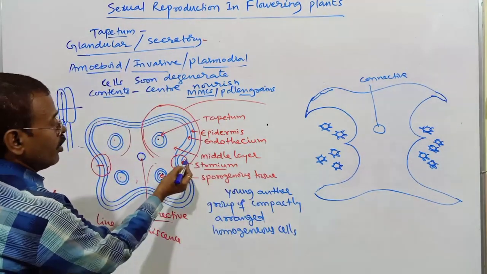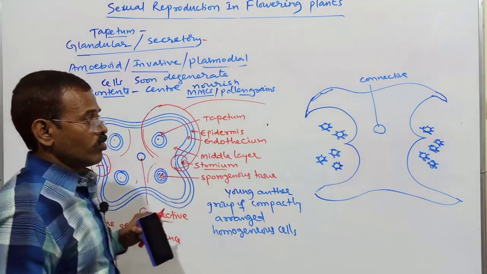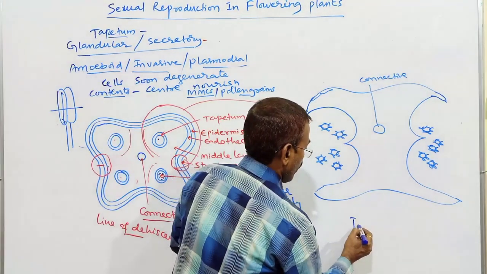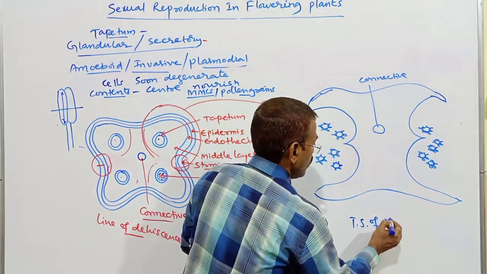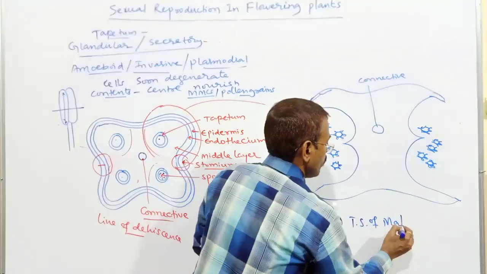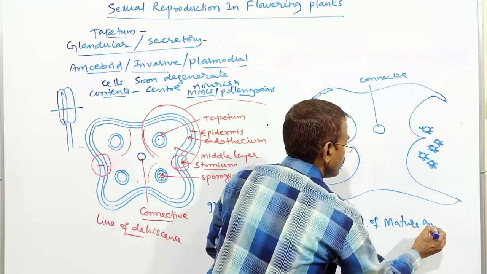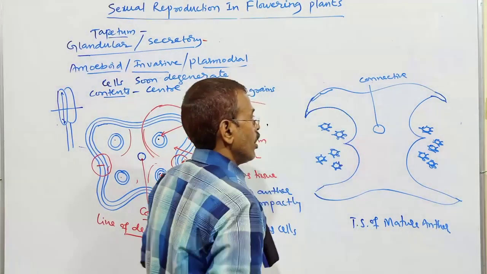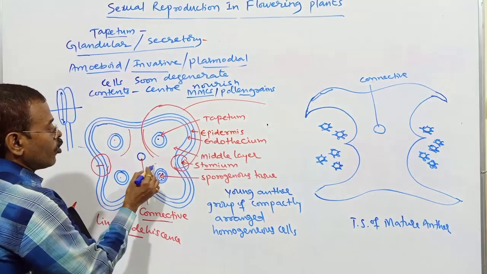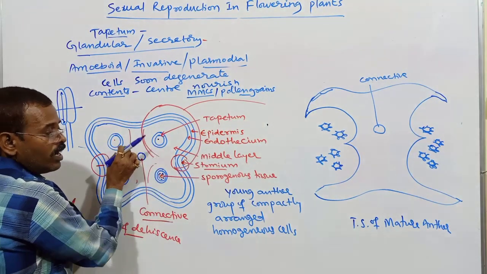So I told this is the line of the hyacinths. So this is the transverse section of the rough diagram. It is mature anther. So how are you seeing four microsporangia clearly in young anther?